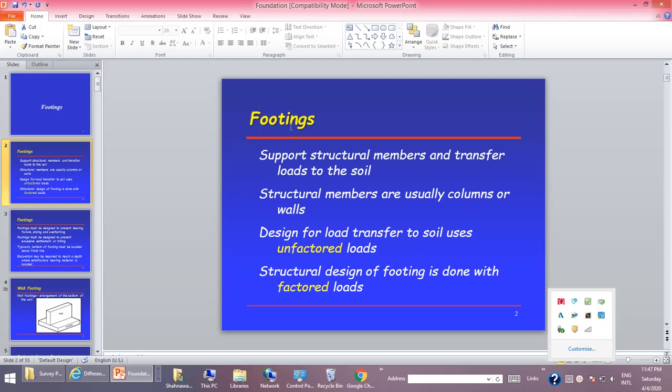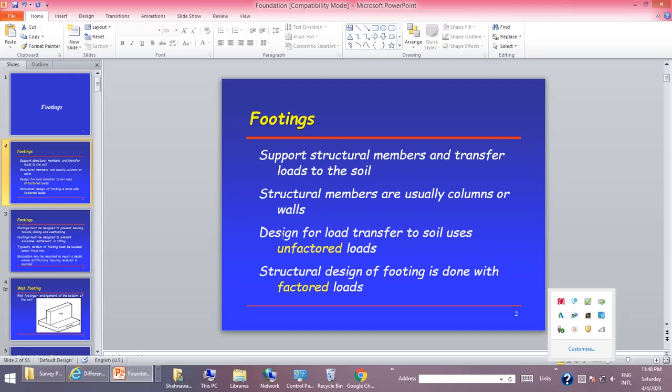Basically, what is the function of the footing? Support structural members and transfer load to the soil. So this is the main function of the footing. We support the loads which are coming from the structural members, you can say a slab, beam, column, and whatever load is coming from the slab, beam, column to the foundation, then the foundation or footing will transfer the load to the soil. Structural members are usually columns and walls.